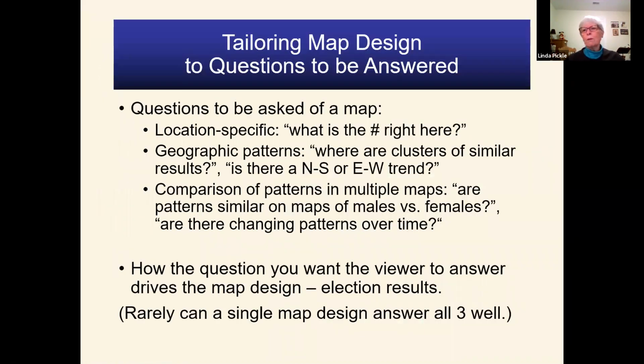So these have all been pretty old maps that we've been looking at. So let's look at more contemporary data and maps and see if the newer maps, the maps you might see today, are following these recommendations or not. And just as a reminder, here are the 3 types of questions we think people want to ask of a map. What's the rate right here? What's the pattern on one map? Or how do patterns compare across maps? And as I said before, rarely can a single map answer all of these.